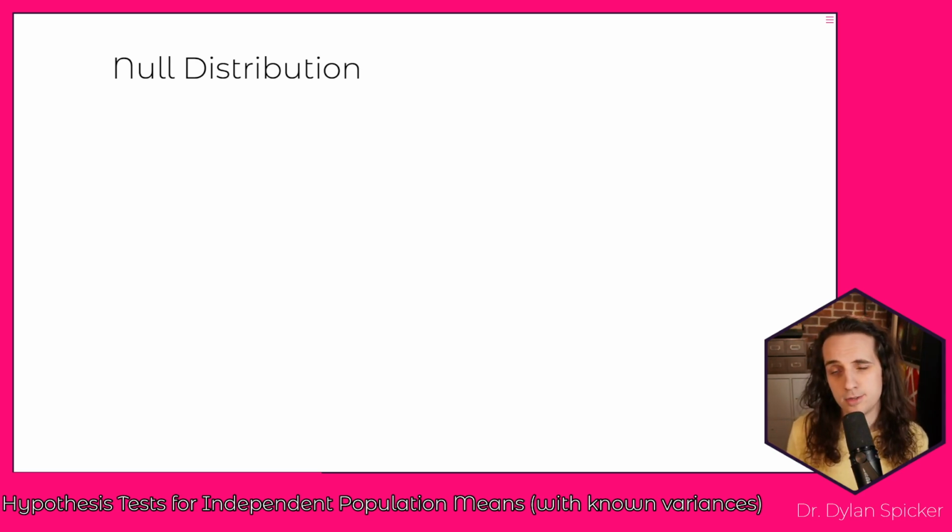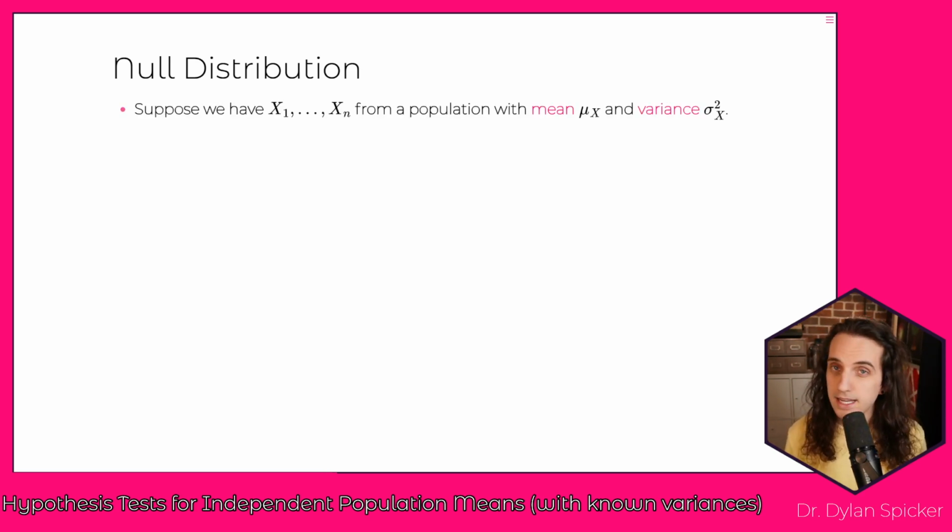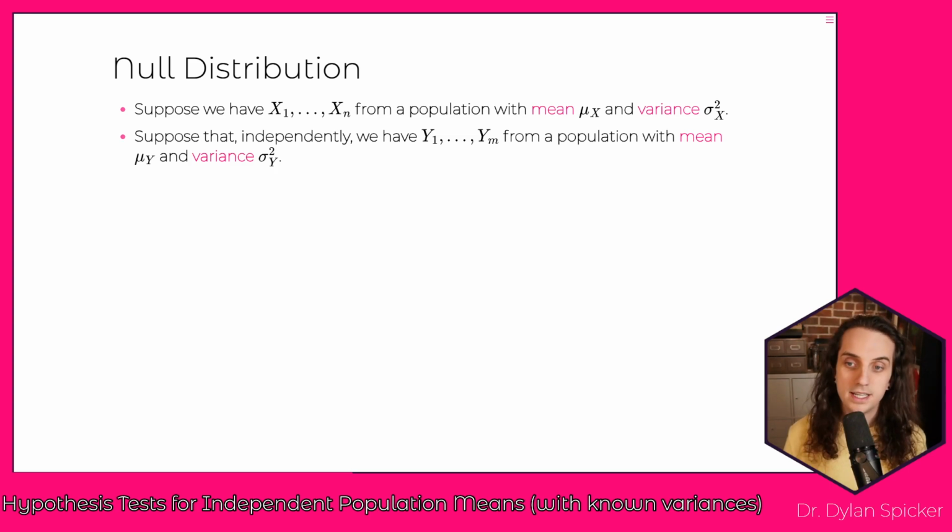So what is the null distribution in the setup that we have? We're going to take x1 to xn to be from a population with a mean of mu x and a variance of sigma x squared. Independently of this, we take y1 through ym to be from a population with a mean of mu y and a variance of sigma y squared. Notice that the sample sizes for x and y can be different. So we have a sample of size n from x. We have a sample of size m from y. Right? We have the means represented by mu and then the subscript for the populations, and we are assuming that both sigma x squared and sigma y squared are actually known.